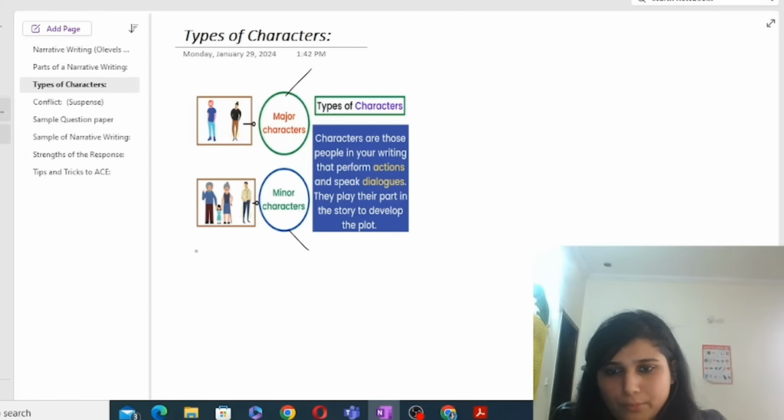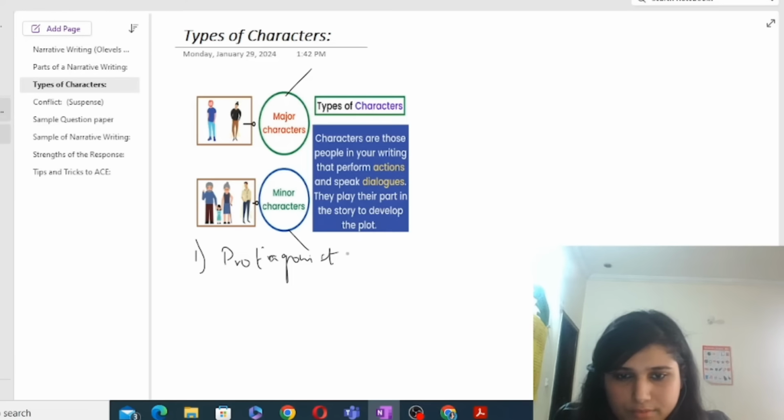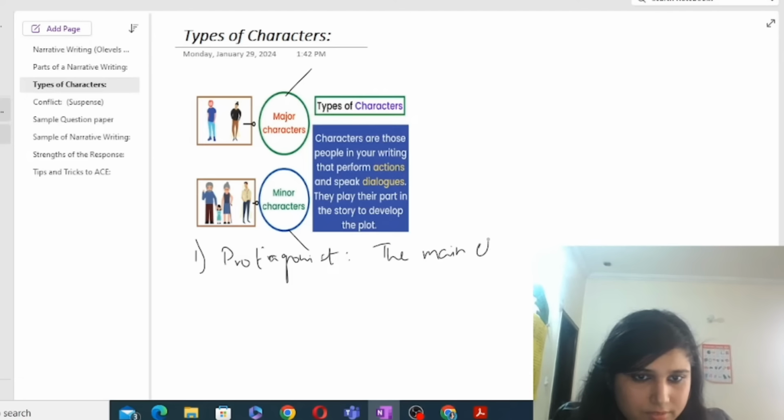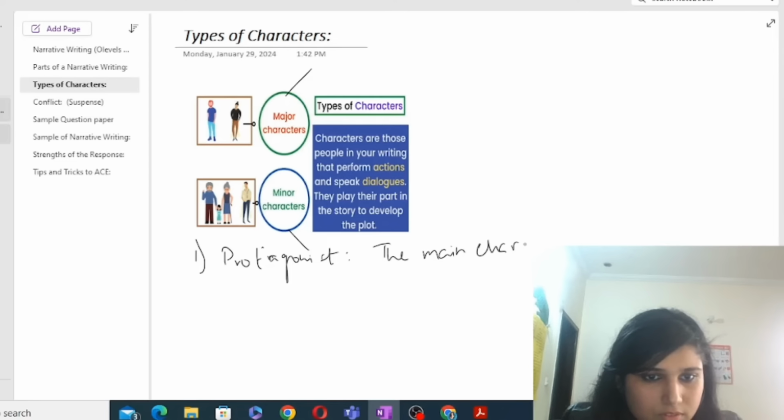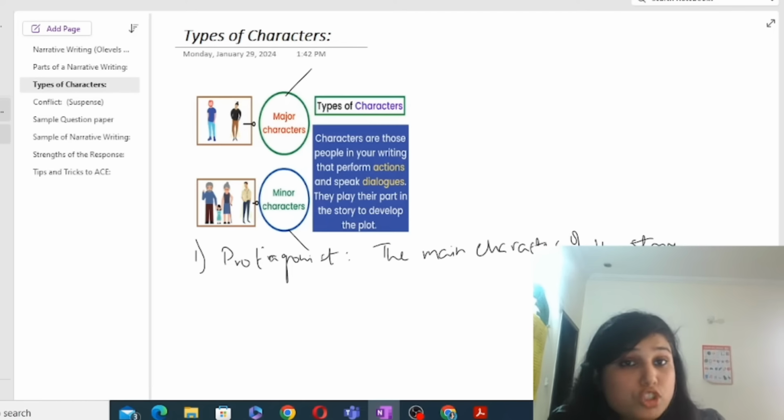For example, the protagonist, the main character of the story, the hero. Here we are writing about the protagonist, the main character of the story, and the most important one as well, I must say. And then comes the second one.